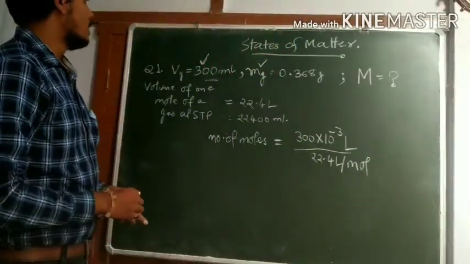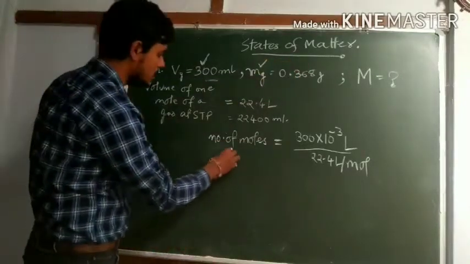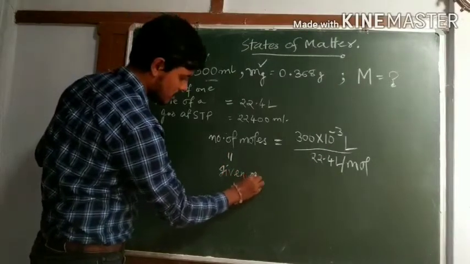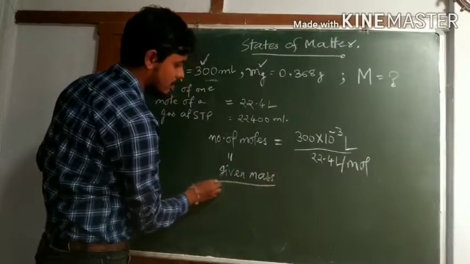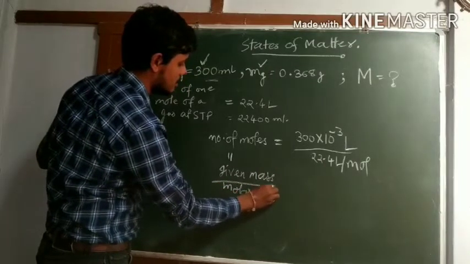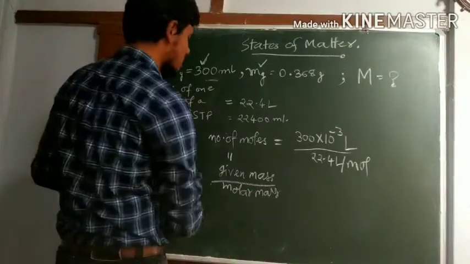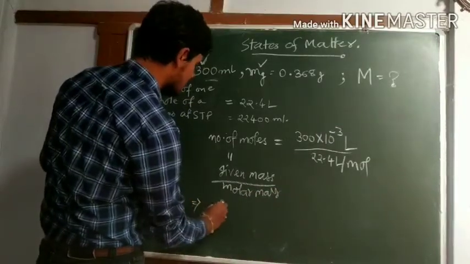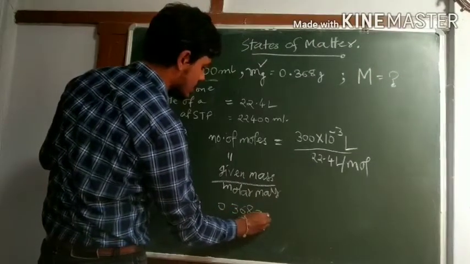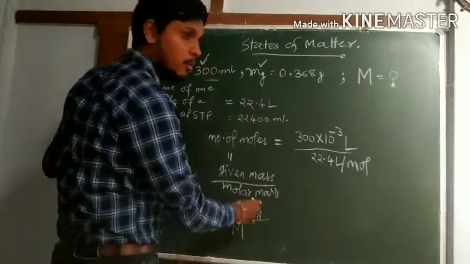So we are asked to find molar mass. Number of moles equals given mass by molar mass. Number of moles equals given mass by molar mass. The given mass is 0.368 gram. The molar mass has to be calculated.